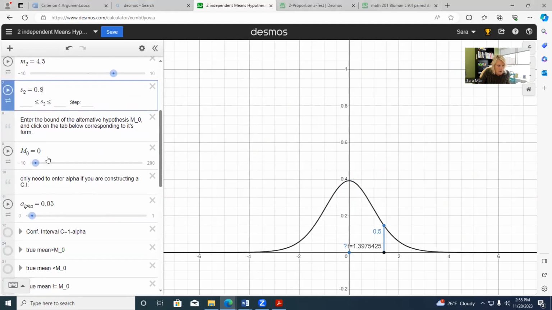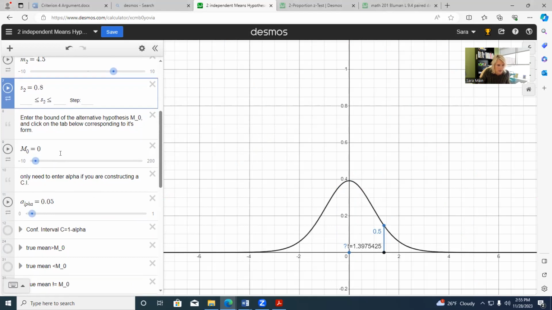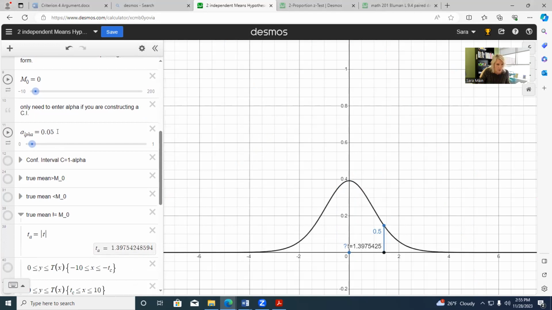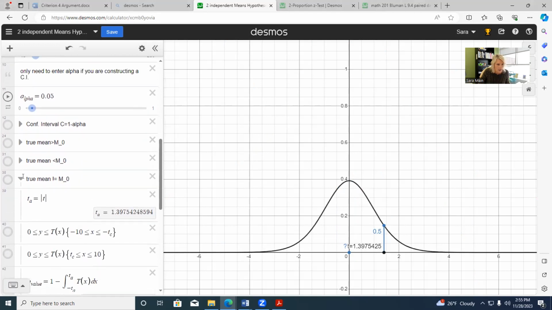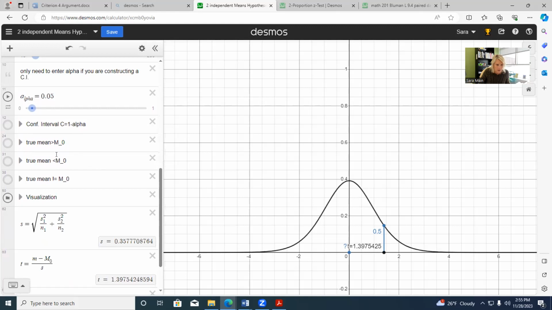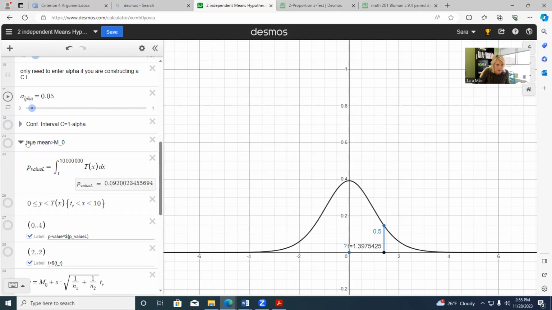And then we're going to go down and leave this as 0, because that's what we're always testing against, that the difference is 0 between them. And our alpha in this case is 0.05. Then we'll click on the drop-down menu for the one that's for us, which is this one right here, the right-tailed.